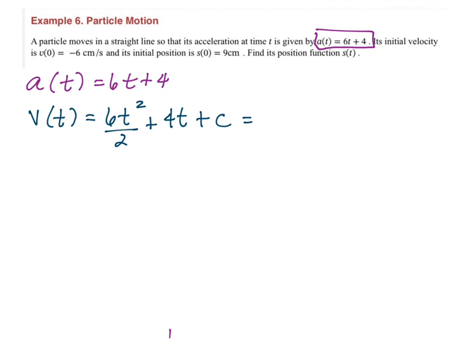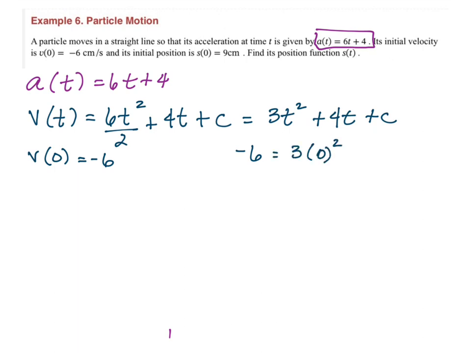Okay, so when we simplify, we're going to have 3t squared plus 4t plus c. And we'd love to know what that c is. We have a way of finding it by knowing that v of 0 is negative 6. So if I can set my function equal to negative 6 when t equals 0, we get that c is negative 6.